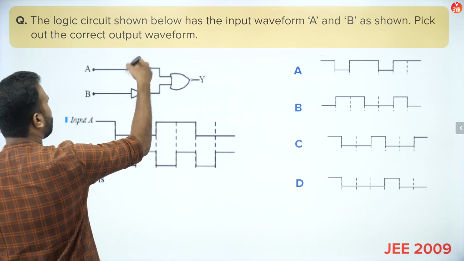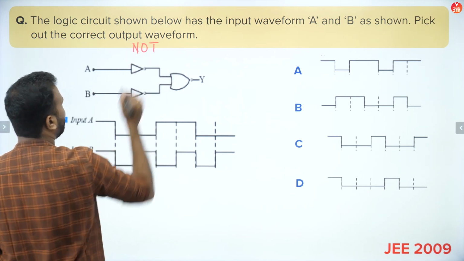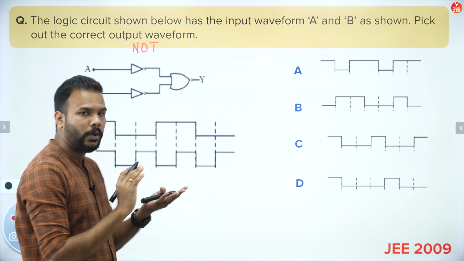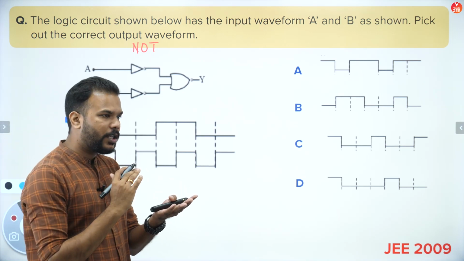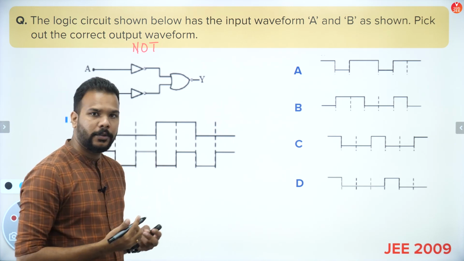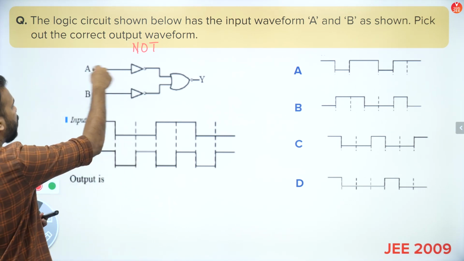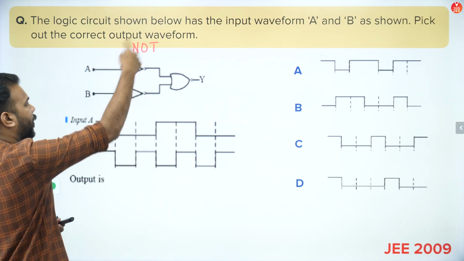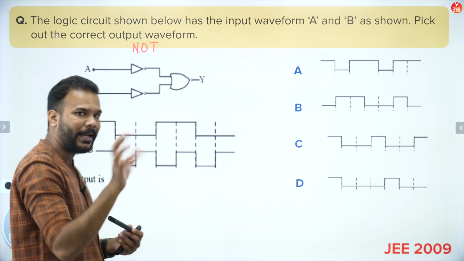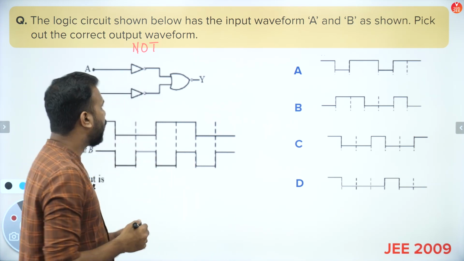So these two are basically your NOT gates, which change the input and invert it to the other value which is possible. For example, if the input at A is 1, then the output after the NOT gate will become 0, and if the input is 0, it will become 1. So it just inverts the input which is given.